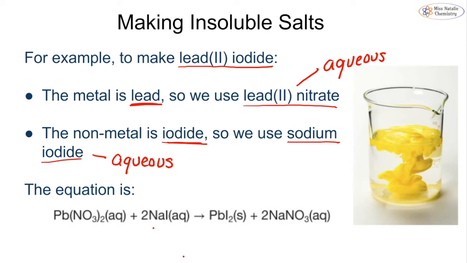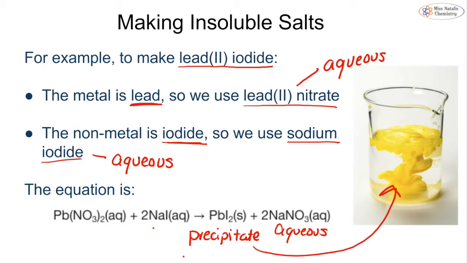But when we mix these two things together, the sodium nitrate, yes, that's going to remain aqueous, but we're going to form this precipitate of lead iodide. And you can see that the precipitate is here. It is this yellow solid being formed.